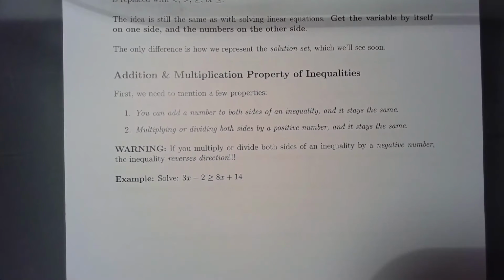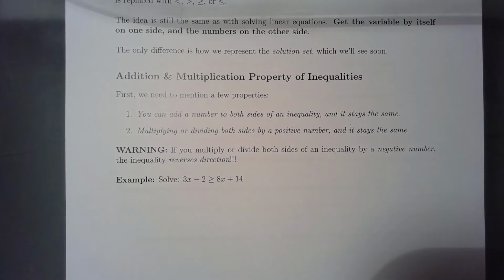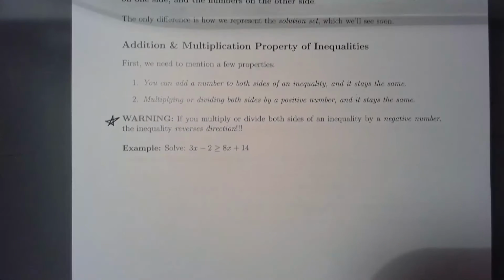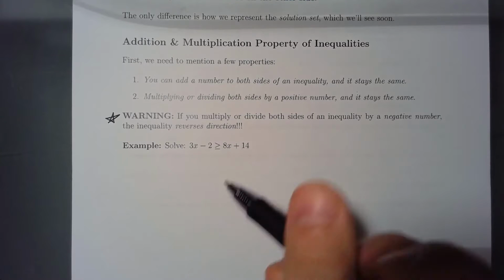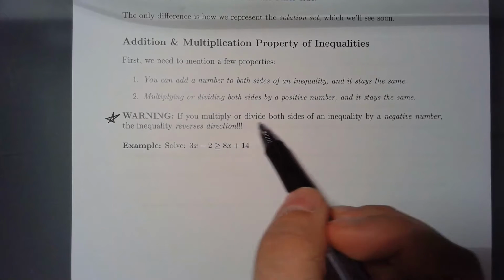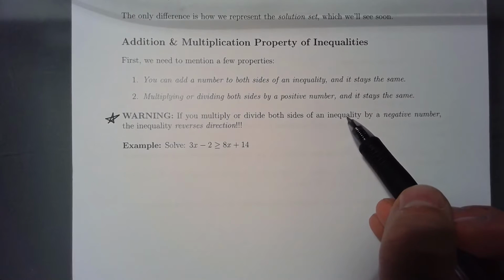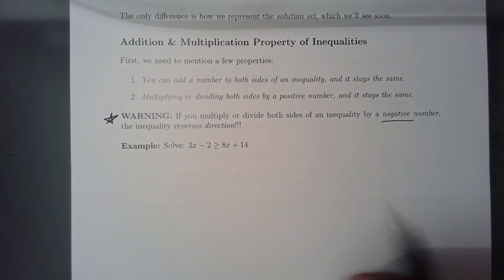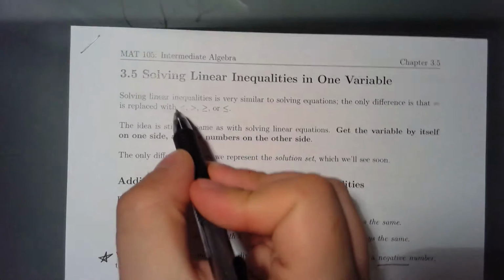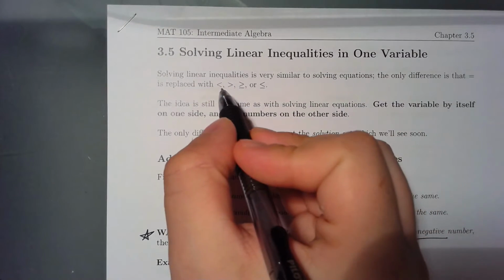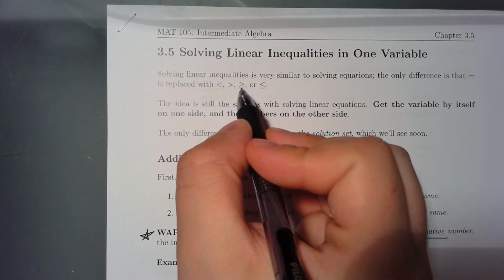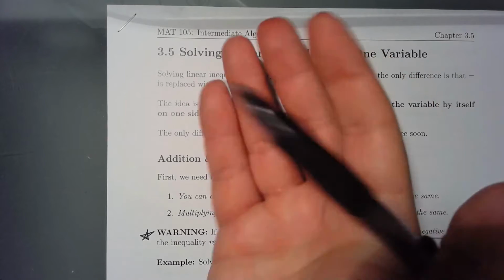When we're solving linear inequalities, there really isn't much difference, except there's one thing that students forget about all the time. And that is if you multiply or divide both sides of an inequality by a negative number, the inequality reverses direction. So what that means is if you start off with less than or equal to, or greater than or equal to, and you multiply or divide by a negative number, it flips over.